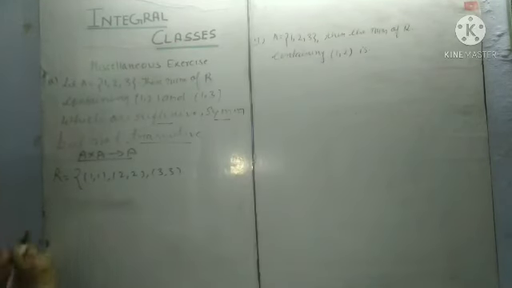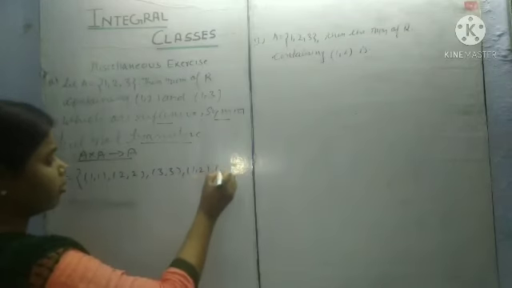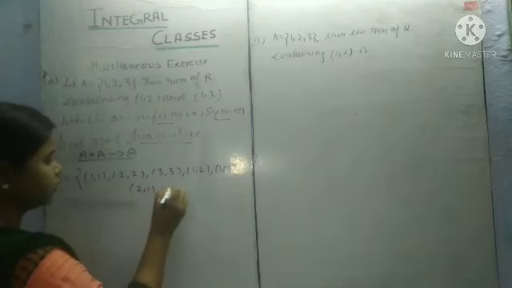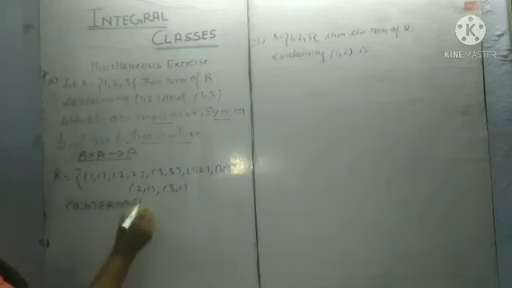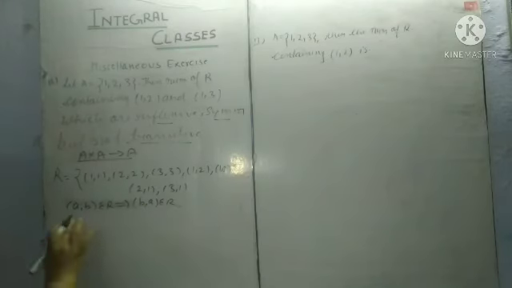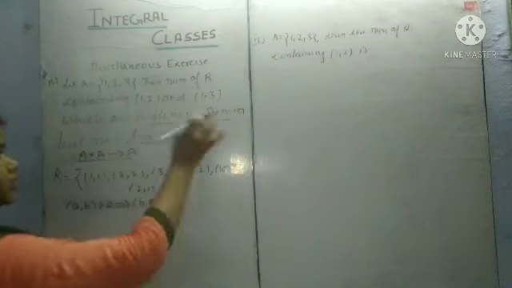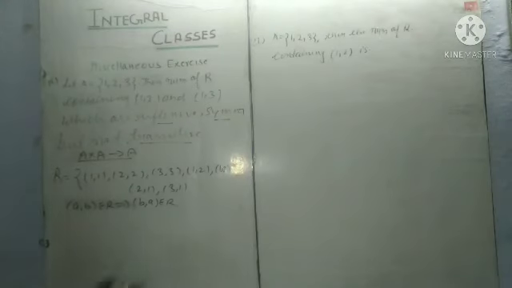And for symmetric, student, if we write 1 2 and 1 3, then we should write 2 1 and 3 1 also. Why? Because we know that if (a, b) is an element of R, then it implies that (b, a) should be an element of R. If it follows this condition, it should be symmetric. So student, it will be reflexive and symmetric.